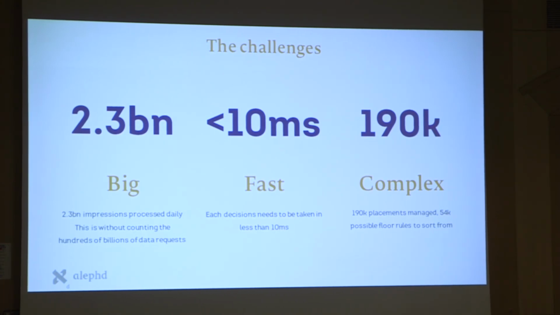Very quickly, the amount of data we are processing daily is like 2 billion impressions. So we receive 2 billion reports of impressions, so results of auctions, every day. And we process many more requests, but it's a technical detail. Then we have to take decisions in less than 10 milliseconds because the platform we are integrated with, the ad exchange we are working with, doesn't want us to slow the process of selling. We manage 200,000 different ad spaces on thousands of different websites.